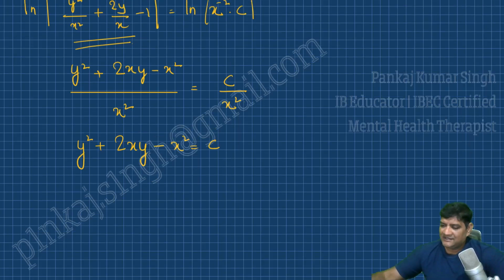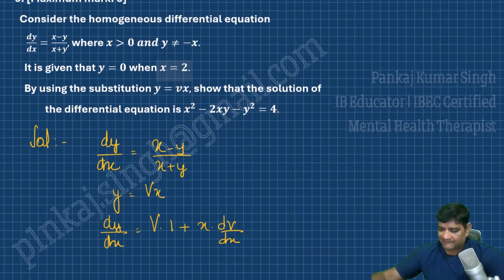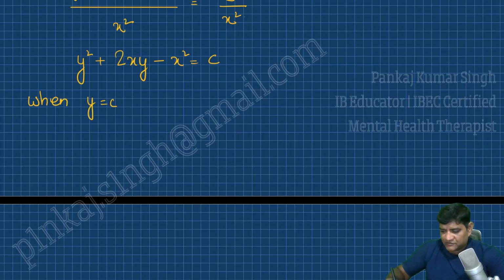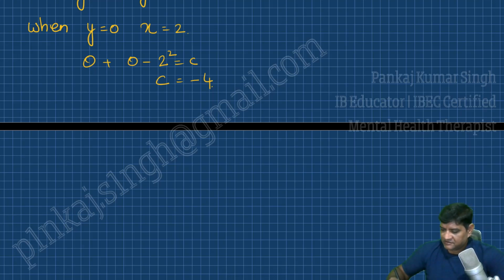So let's go back and look at the initial conditions that have been given to me, based on which I can find out the value for c. Y is 0, x is equal to 2. Let's go back and substitute that here. When y is equal to 0, x is equal to 2. So when I substitute that, I'm going to have 0 plus 0 minus 2 square is equal to c. That gives me the value for c is equal to negative 4. So I can take that and substitute it here. So I'll have y square plus 2xy minus x square is equal to negative 4.